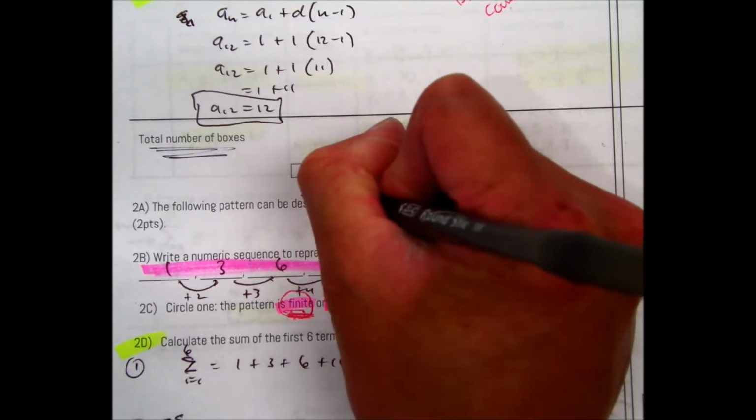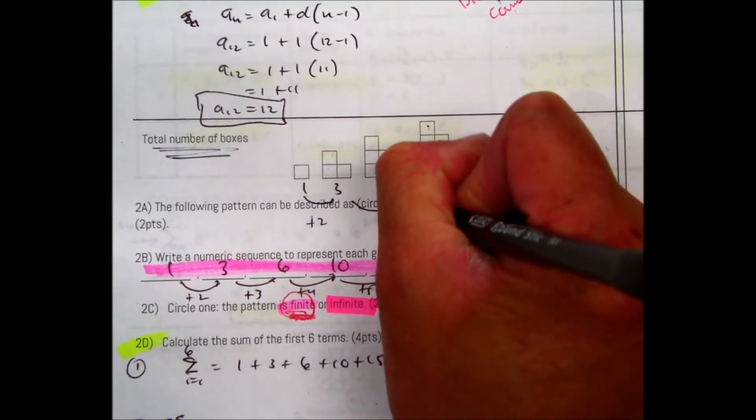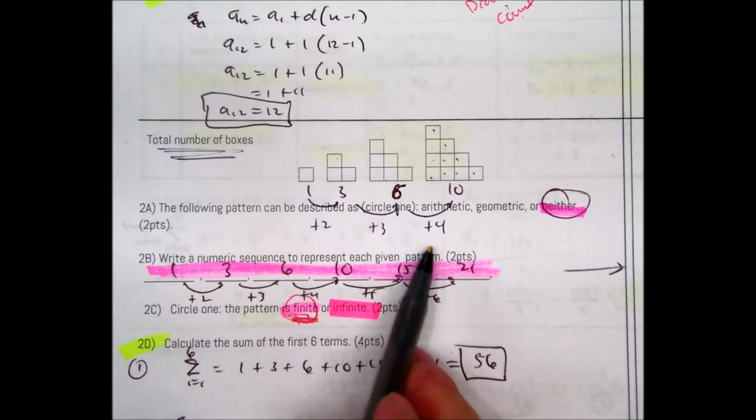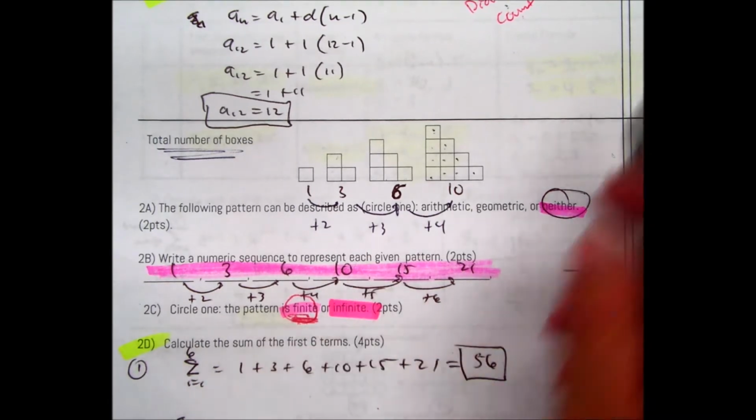So if you think about it, going from here to here is 2. Here there's 3, and there's 4. Now, although you are adding, it's not the common difference. It doesn't say d equals 2 or d equals 3, so the answer is neither.